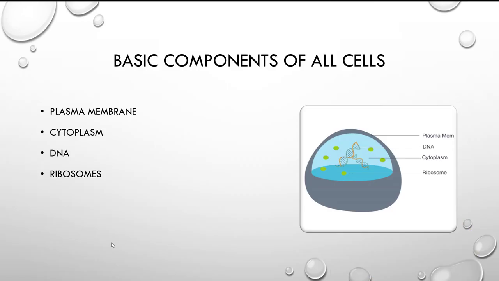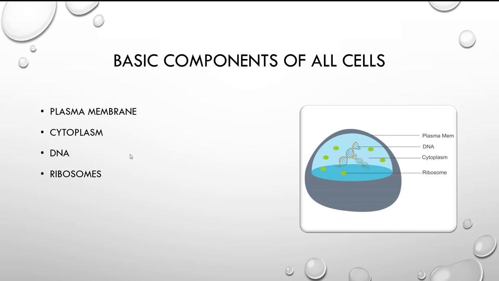All right, so let's begin with the basic components of cells. All cells, it doesn't matter if we're talking about bacterial cells, which are very, very simple cells, or complex animal cells, have these four main components. All cells have a plasma membrane. That plasma membrane keeps the inside of the cell inside and the outside of the cell outside. So it's kind of the boundary of the cell.